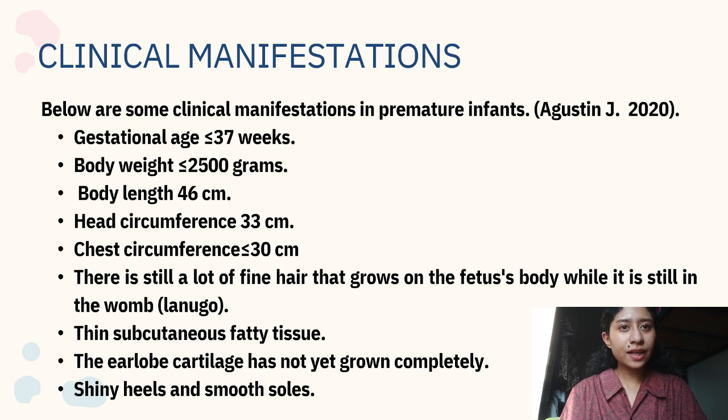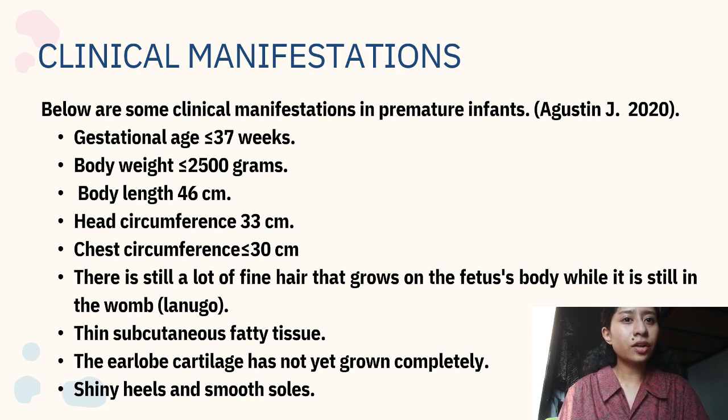Okay, next is the clinical manifestations. Below are the clinical manifestations, or signs and symptoms, in premature infants, according to Augustine 2020. First is gestational age under or equal to 37 weeks. Second is body weight under or equal to 2,500 grams. Third is body length 46 centimeters, and head circumference is 33 centimeters. Chest circumference is under or equal to 30 centimeters.